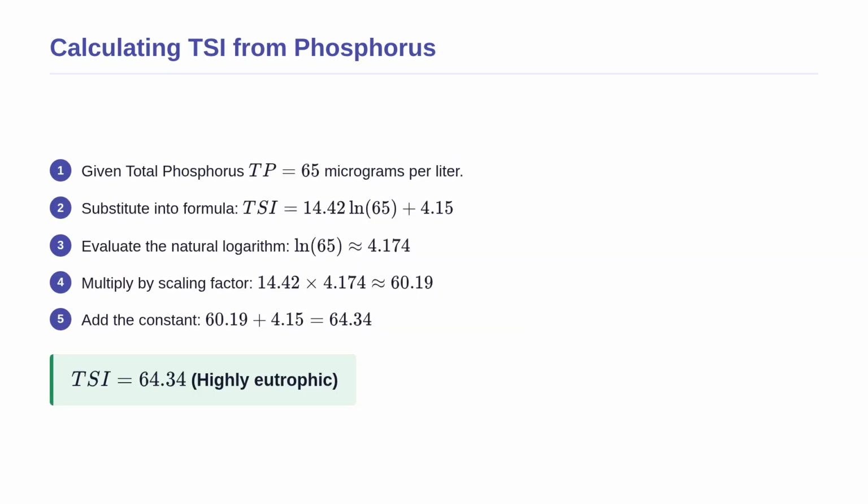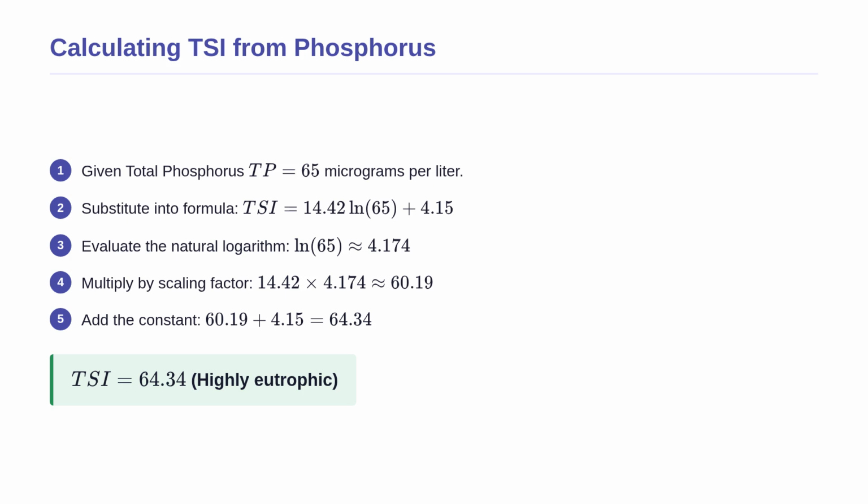Now that we have our formula, let us see this with a concrete example. Suppose an environmental scientist collects a water sample near heavy agricultural farming and finds the total phosphorus is 65 micrograms per liter. We need to calculate the trophic state index.